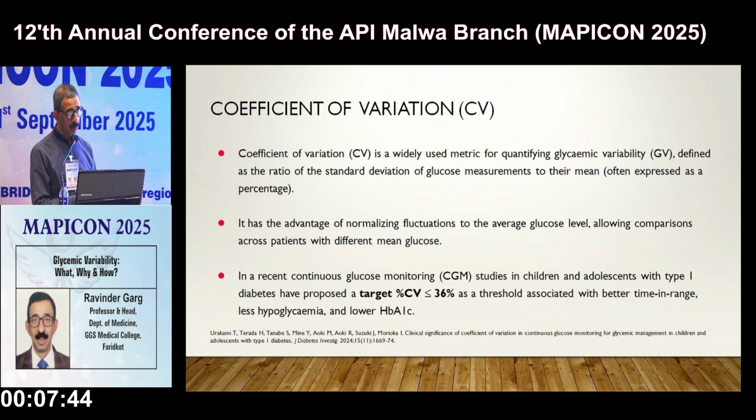Coefficient of variation is the widely used metric. It is dependent on standard deviation. The standard deviation is divided by the mean glucose, and it is described as a percentage. So for a good control of diabetes, having a low glycemic variability, ideally the coefficient of variation should be less than or equal to 36%, right?